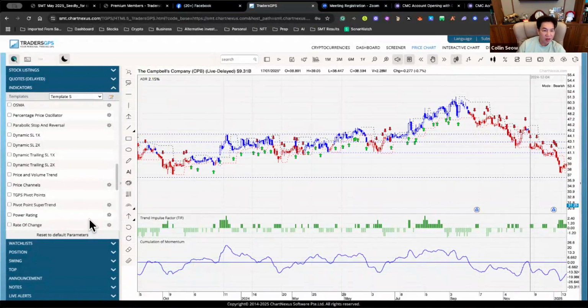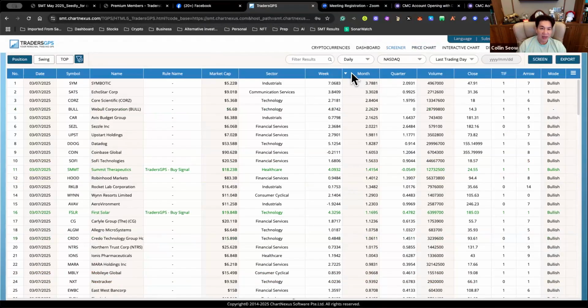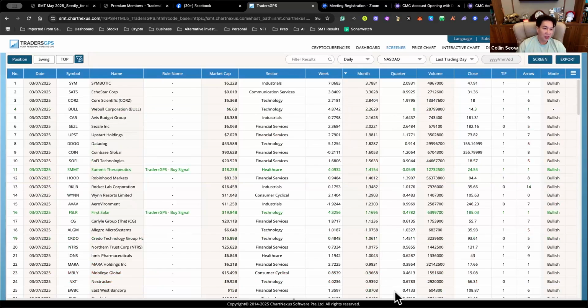So question: which button to search for bearish and bullish stock? Go to screener, position, daily chart, rank by month, ascending. Ascending is bearish to bullish. Descending is bullish to bearish. Okay. Rank like that, then look downwards.